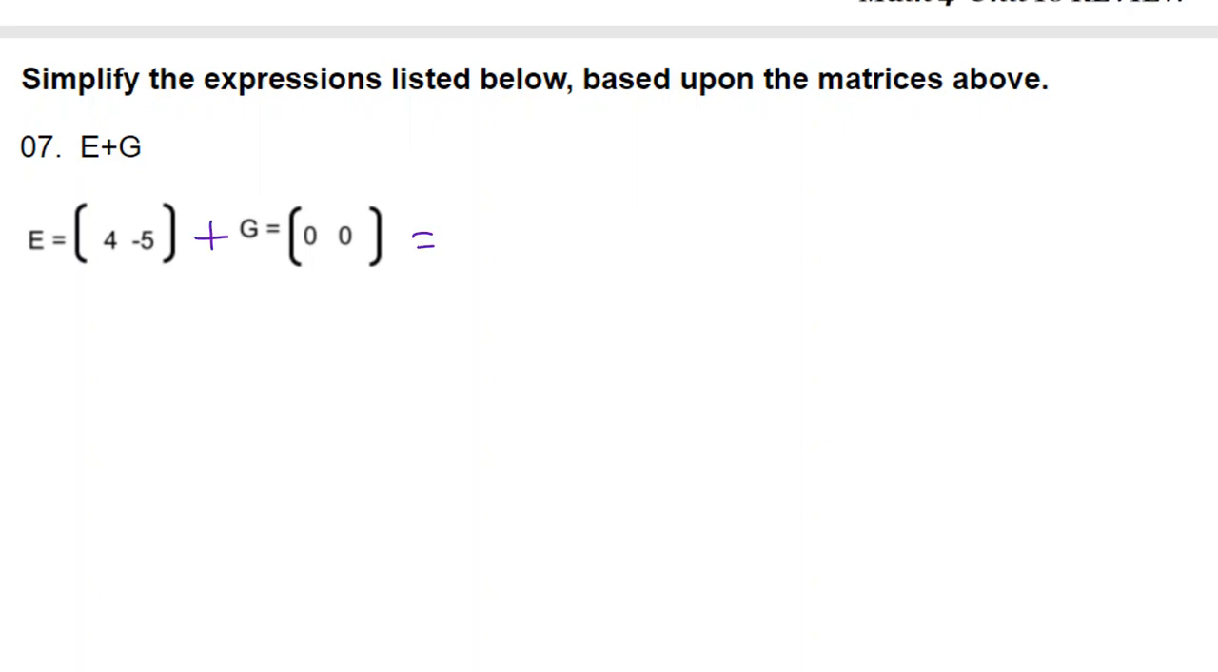You've got a 4 plus 0 and a -5 plus 0. This is, yes, a zero matrix. Here you would almost describe it as an additive identity. This is not an identity matrix. Those are technically something that's more involved in multiplication, multiplicative identity. But it is a zero matrix, and you add it to 0, you get the same thing back.